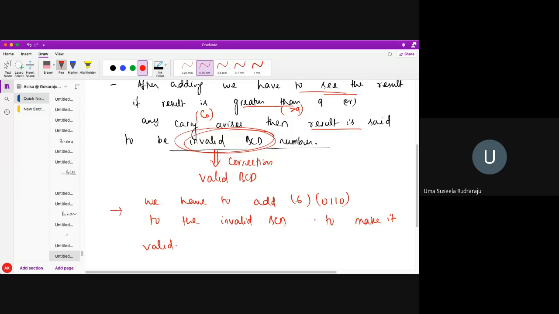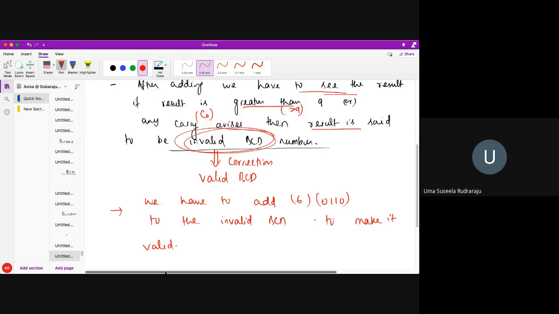Please let me know. So what you have to do, first of all, in order to add two BCD numbers, we have to follow certain rules. We have to add the corresponding digits of the BCDs. After adding, we have to see the result. If the result arises greater than 9, or any carry arises, then the result is said to be invalid BCD. We have to make some correction there. What is the correction? In order to make it valid BCD, we have to add 6 to the invalid BCD number to make it valid. Now the question is how we have to do that.